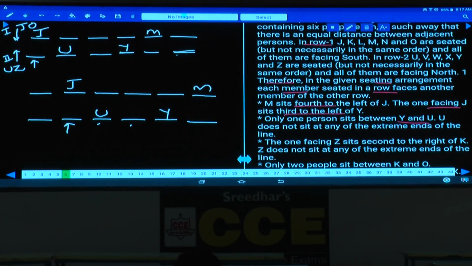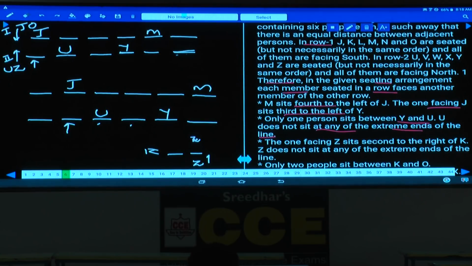And U does not sit at any of the extreme ends of the row, of the line. The one who is facing Z sits second to the right of K. Now, whoever the person seated second to the right of K, now this person is facing whom? That person is facing Z, isn't it? The person who sits second to the right of K is facing Z. The one facing Z sits second to the right of K.